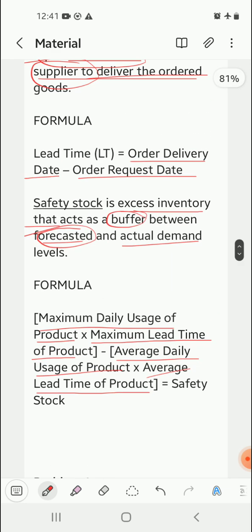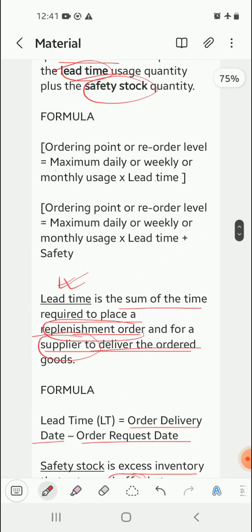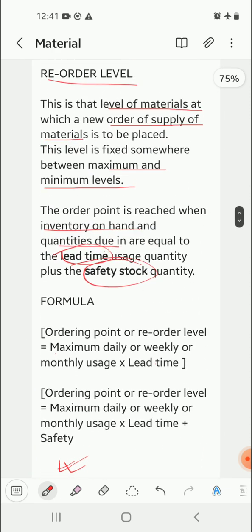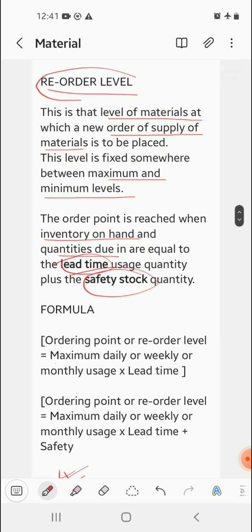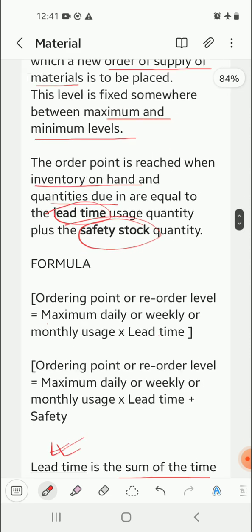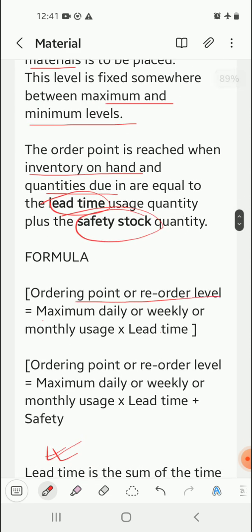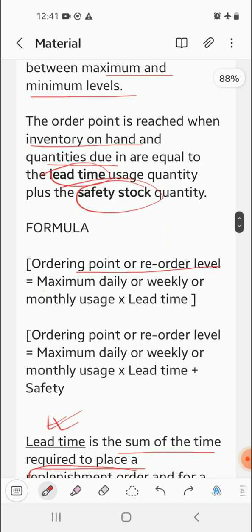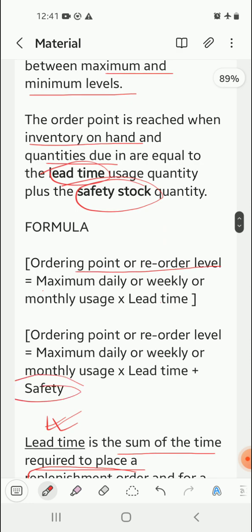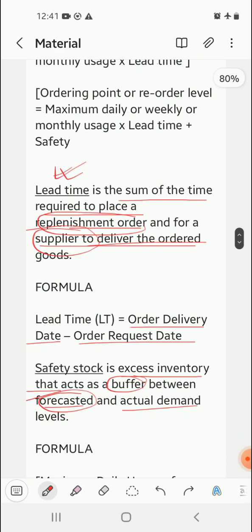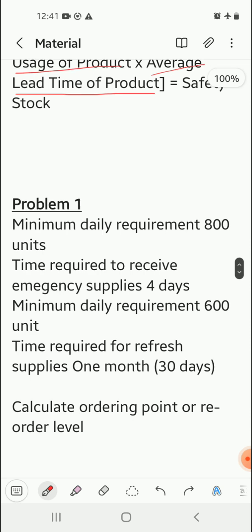Now, using these formulas and understanding these terms, we come across the main thing that we were talking about, that is the reorder level. The formula for reorder level is ordering point, or the reorder level is maximum daily, or weekly or monthly usage, depending upon what kind of system we are following, into the lead time. Or at some point of time, we can also use this formula, that lead time plus safety stock. Using these formulas, we are going to solve some simple problems.